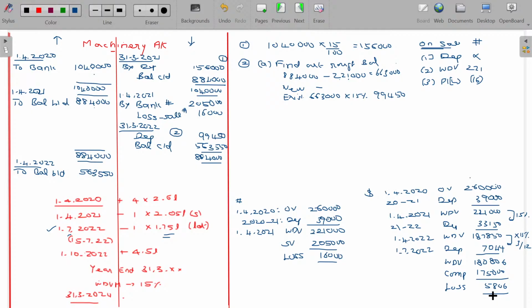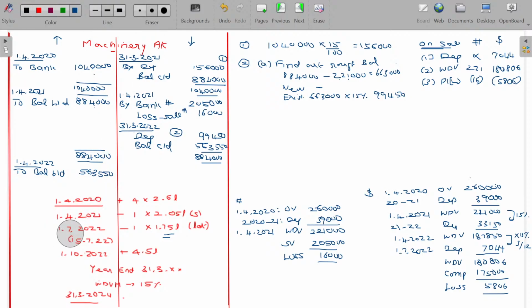So once sale happens, we have to record three items. One is depreciation of the asset in the year of sale or destruction, which is 7,044. Next one is to find out the WDV of the asset as on the date of sale, which is 1,80,806, and find out the profit or loss. So here we have loss 5,806. Clear?